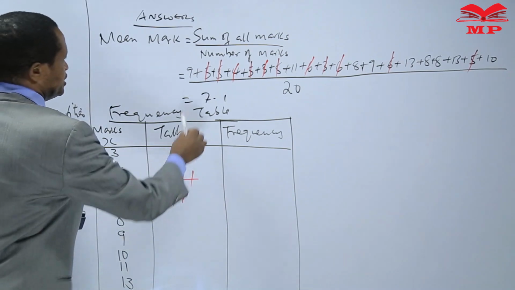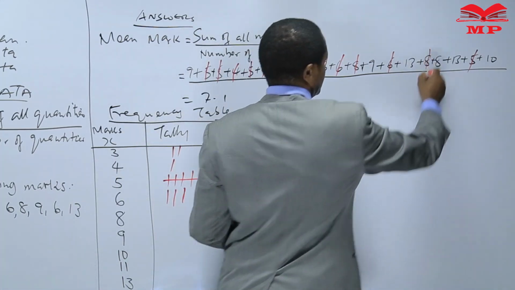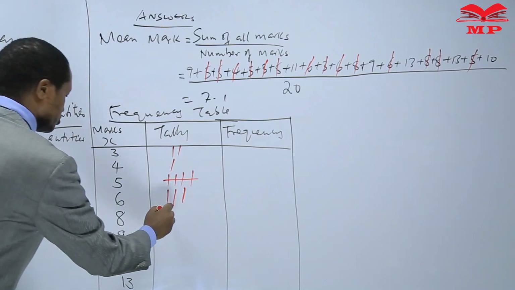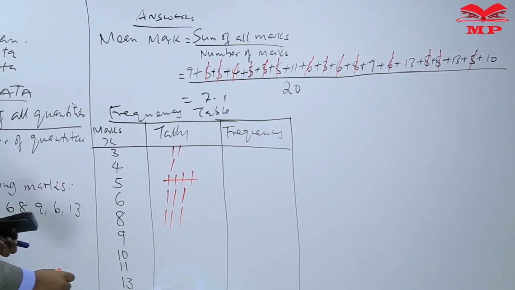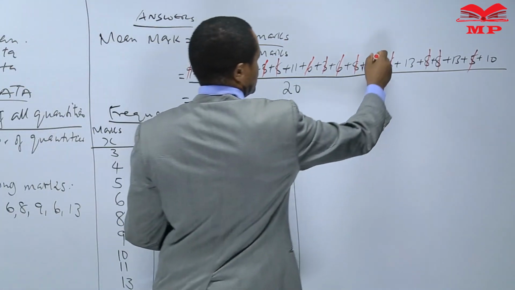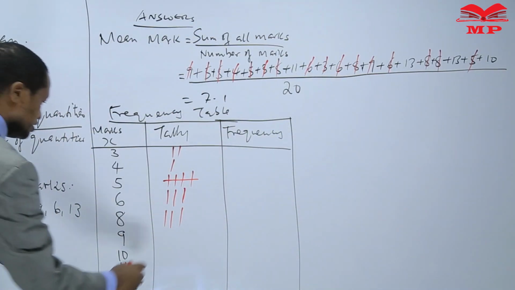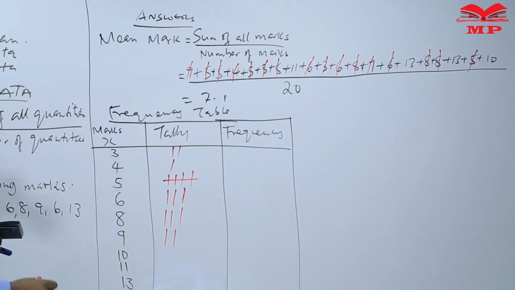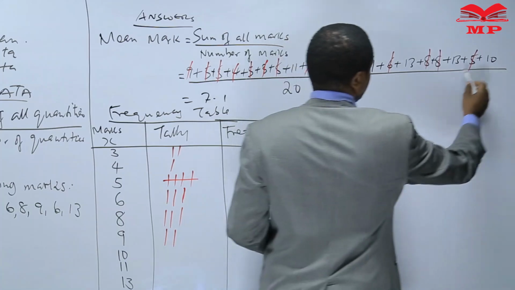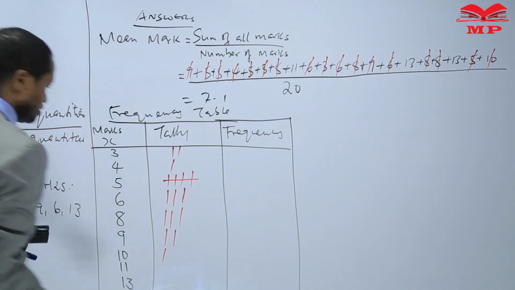How about 8? Number 8, we have 8 there. 1, 2, 3. 3 times. How about 9? 1, 2, only 2 times. 9 appears only 2 times. 10 appears once, so I tally once.